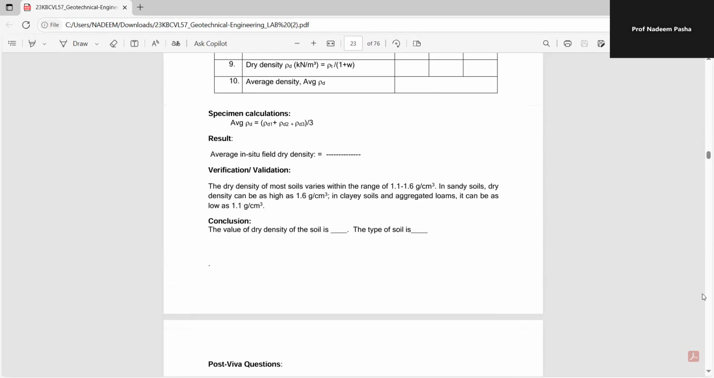Verification or validation. The dry density of most soil varies within the range of 1.1 to 1.6 gram per centimeter cube. In sandy soils, dry density can be as high as 1.6 gram per centimeter cube. In clay soils and aggregated loams, it can be as low as 1.1 gram per centimeter cube. So the value of dry density of the soil is this much, and the type of soil is this much. Based on the dry density value, the type of soil can be identified.